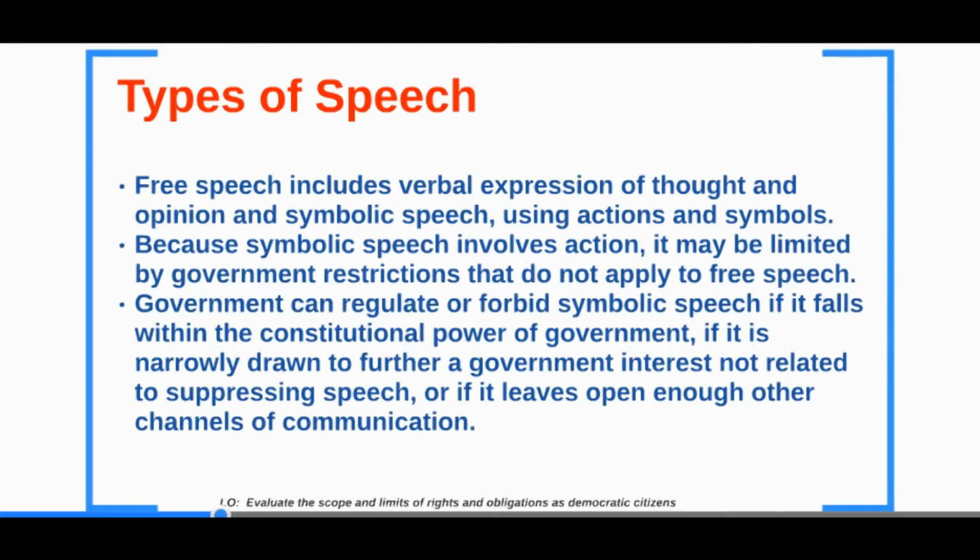Government can regulate or forbid symbolic speech if it falls within the constitutional power of government, if it is narrowly drawn to further a government interest not related to suppressing speech, or if it leaves open enough other channels of communication.